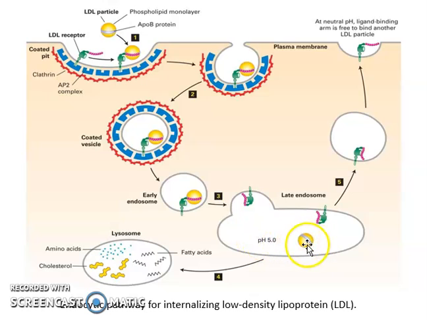This late endosome will fuse with the lysosome, and here the enzymes in the lysosome will degrade the LDL particle into its components like amino acids, cholesterols, and fatty acids, which will be used in the cell. The receptor will be recycled back to the cell surface, where at neutral pH the ligand binding arm undergoes another conformational change and is now free to accept another LDL particle.